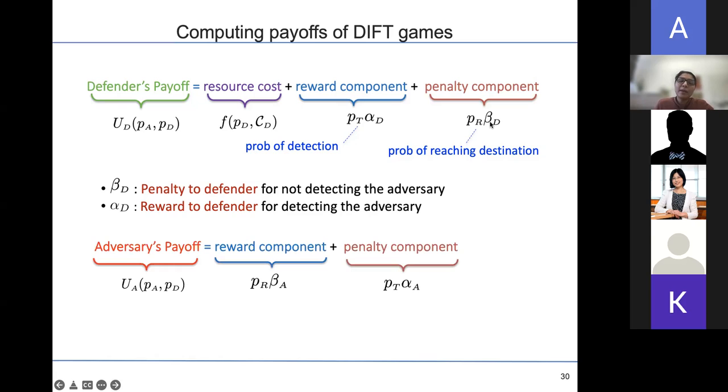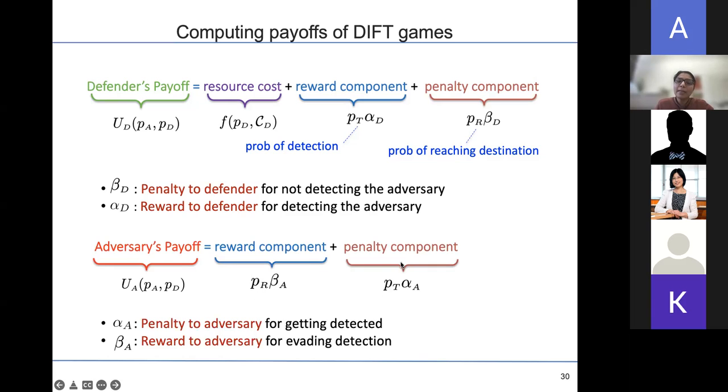Likewise, the adversary's payoff consists of 2 components. The reward component: for the adversary to reach the destination, he'll get a reward. And the penalty component: if he is getting detected, then he will get a penalty. Note that there is no resource cost for the adversary here because we consider a very resourceful adversary with infinite budget. On the other hand, the defender has a resource cost and he is trying to allocate that in an efficient manner.